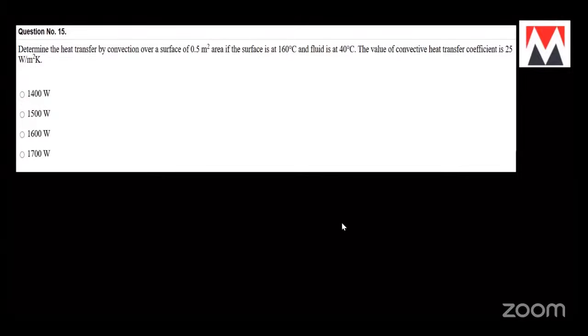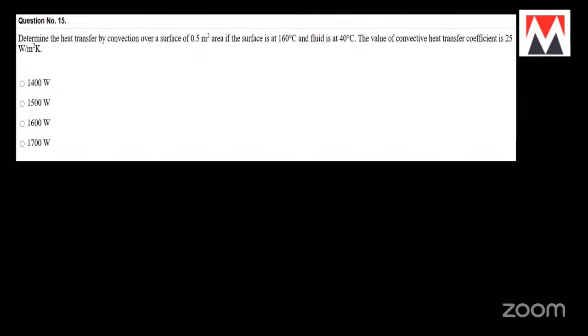So what is the answer? Heat transfer coefficient over surface of 0.5. Did anyone solve it? 1500. Very good. So let us solve it together. So you have Q is equal to HA into delta T. You need heat transfer coefficient. It is already there. Area 0.5. Temperature 160, 120. So it is 120 degrees centigrade. So it is 1500 watts.